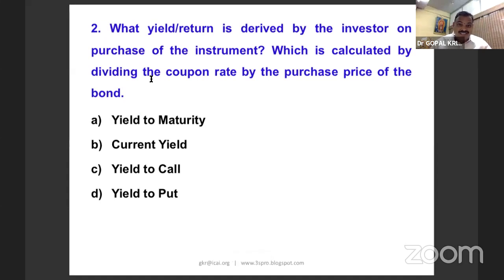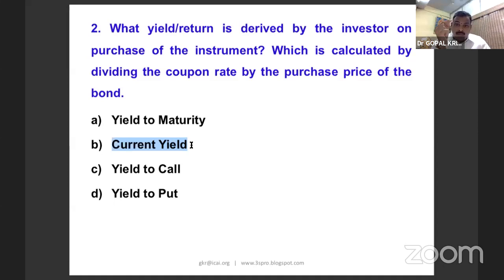Very important. The yield return derived by the investor on purchase of an instrument, which is calculated by dividing the coupon rate by the purchase price for the bond, is called the current yield. What do you mean by current yield? Current yield means for 1 year, what does the yield mean in the numerator? Yield is always in percentage.